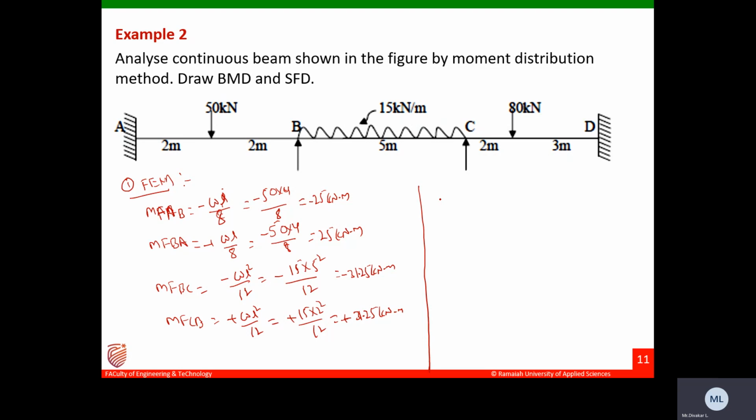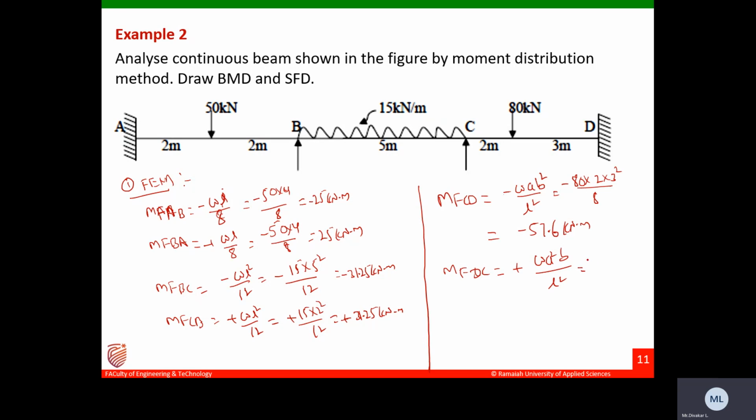Now MF of CD equals minus W A B square by L square. W is 80, A is 2, B is 3, so you will get MF of CD as minus 57.6 kilonewton meters. Similarly, MF of DC equals plus W A square B by L square.